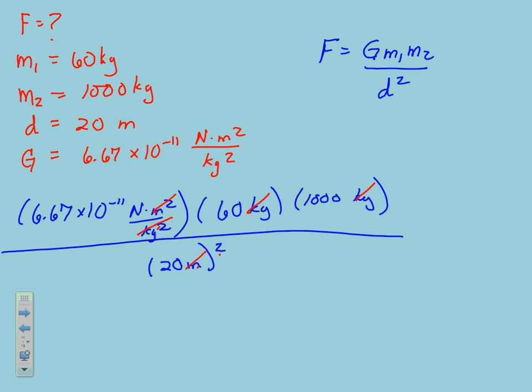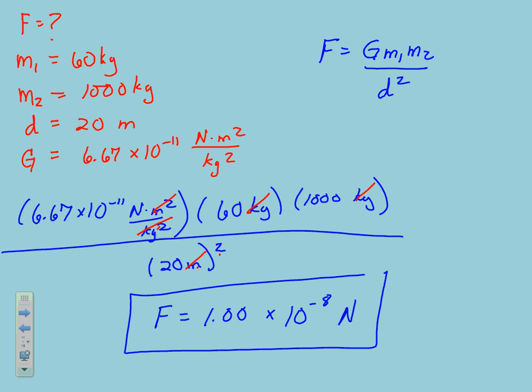Try putting it in your calculator, and your force, rounded to 3 sig figs, is 1.00 times 10 to the negative 8th newtons. Put a box around it. I encourage you to put it in your calculator and make sure that you can do it properly. That's usually where the mistakes are made, not in the setup of the problem.